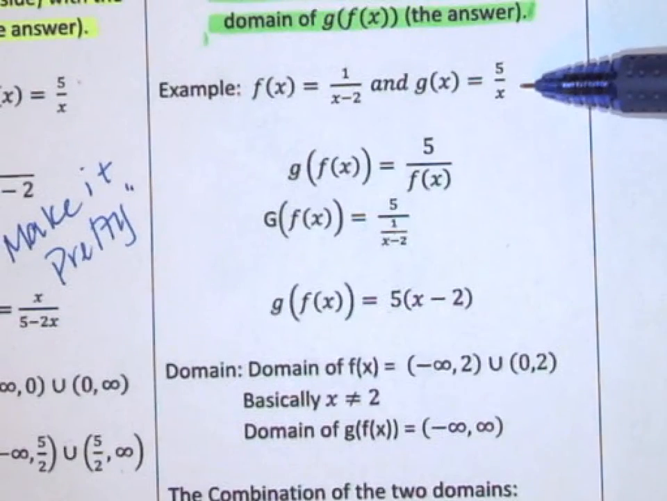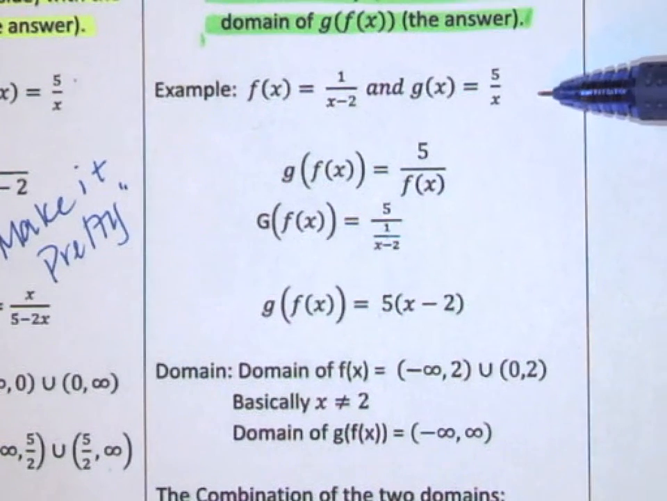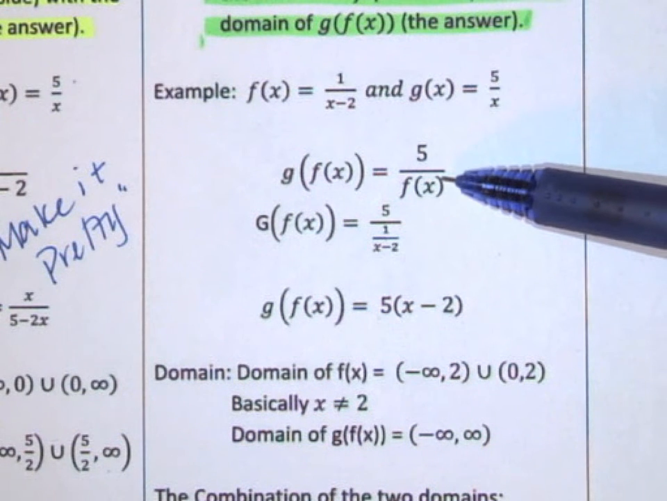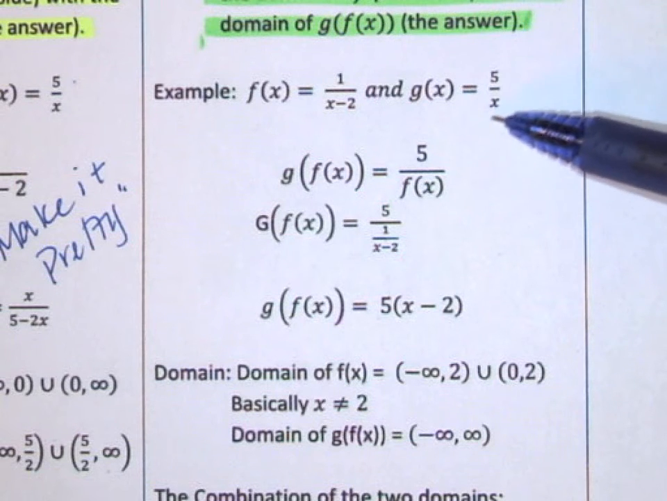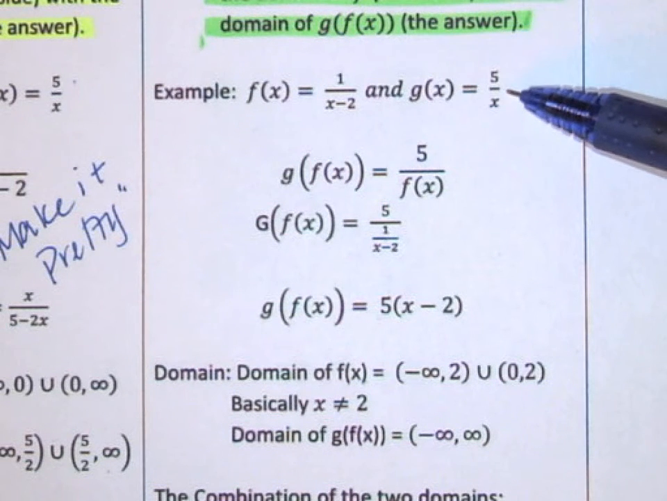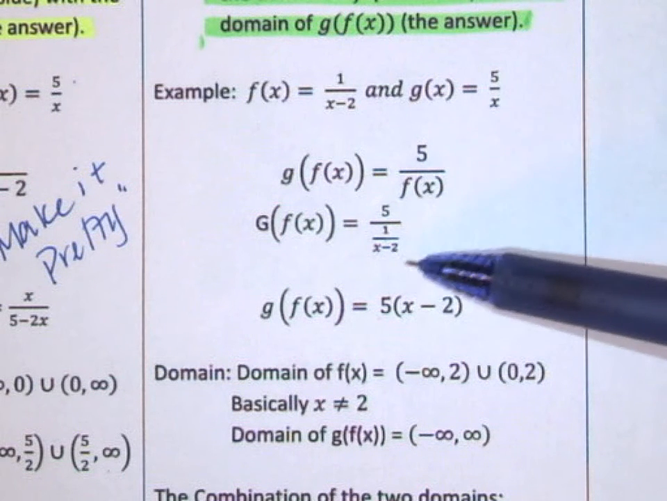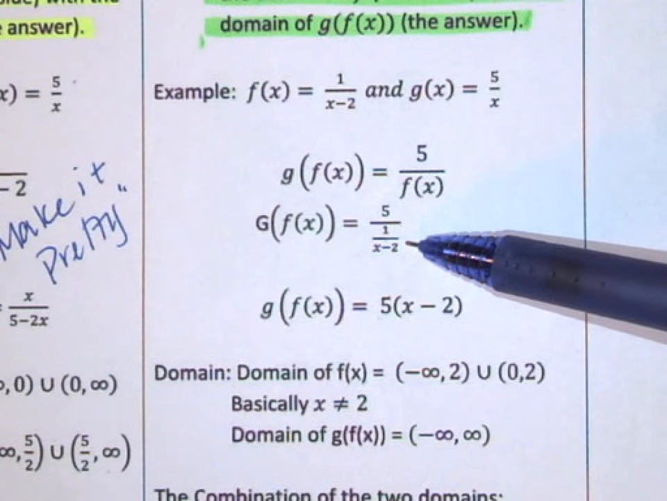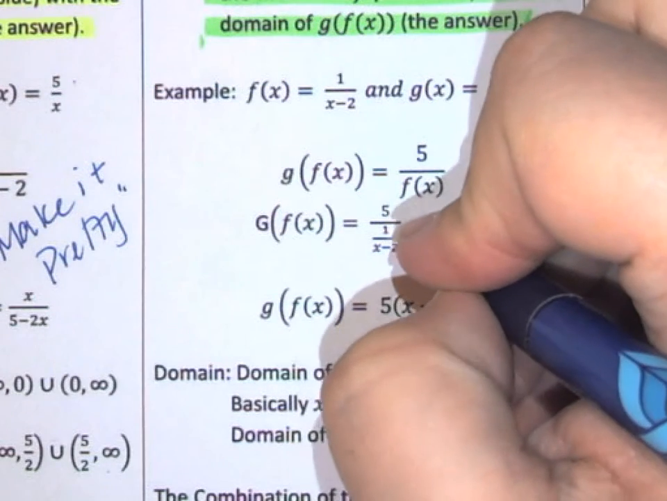So here you can see that we have the same two functions that I had as my other example. Only in this case we're going to do g of f. So here my function g was 5 over x. The x is what gets replaced. It gets replaced with your function of f. So my overall becomes 5 divided by 1 over x minus 2. And again, you need to simplify or make it pretty.